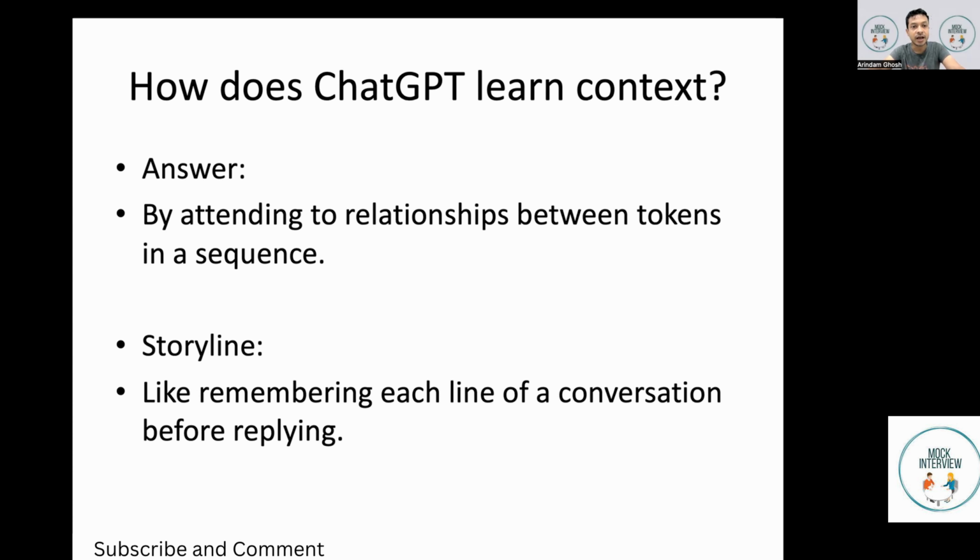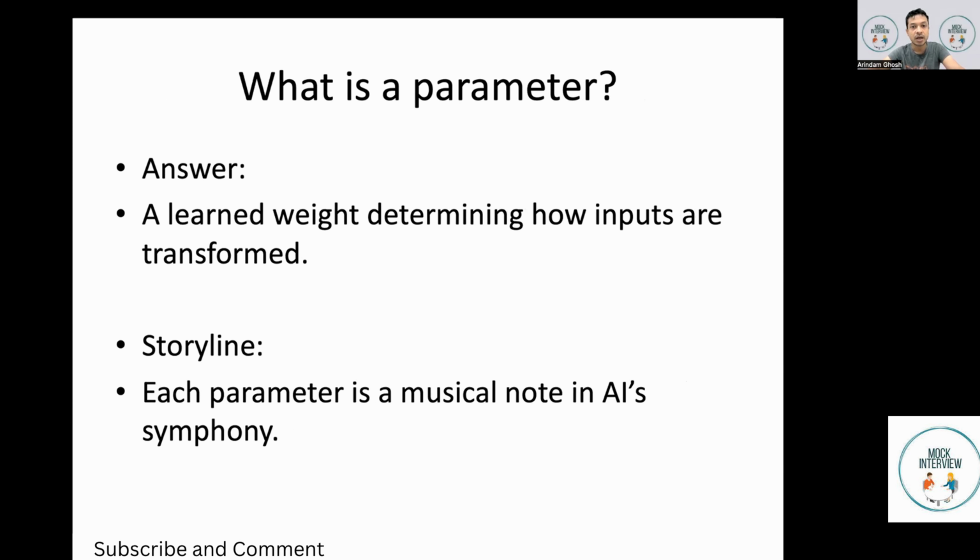Right. Next question. How does ChatGPT learn context? Answer: by attending to relationships between tokens in a sequence. Storyline: like remembering each line of a conversation before replying. Next question. What is a parameter? Answer: a learned weight determining how inputs are transformed. Storyline: each parameter is a musical note in AI's symphony.